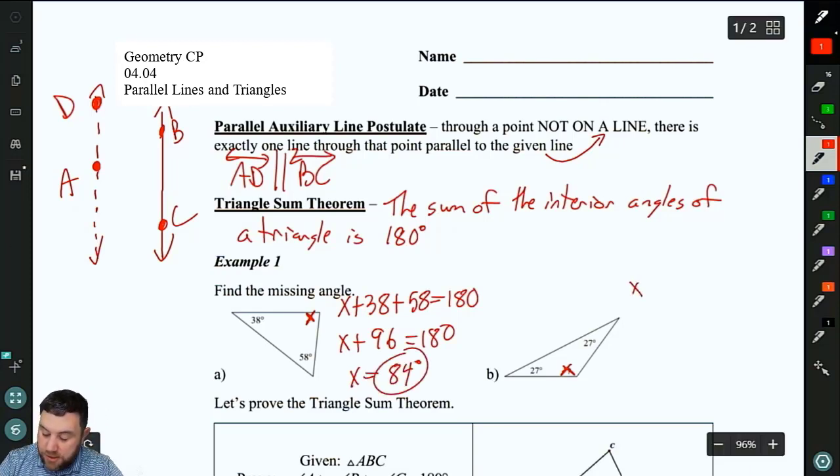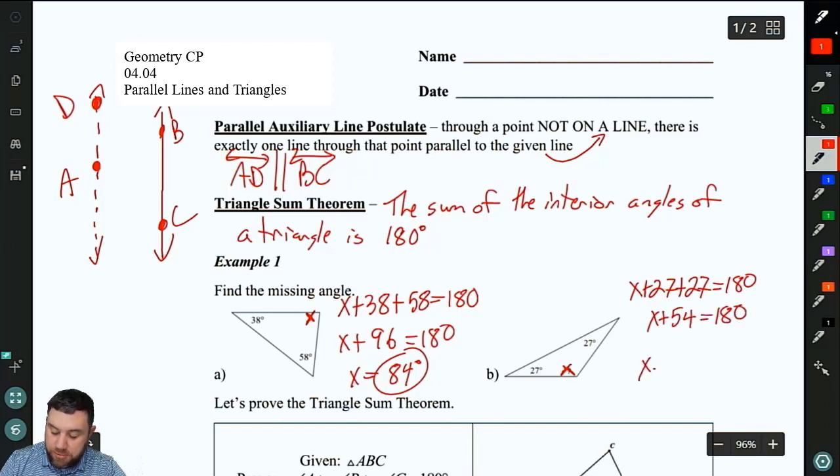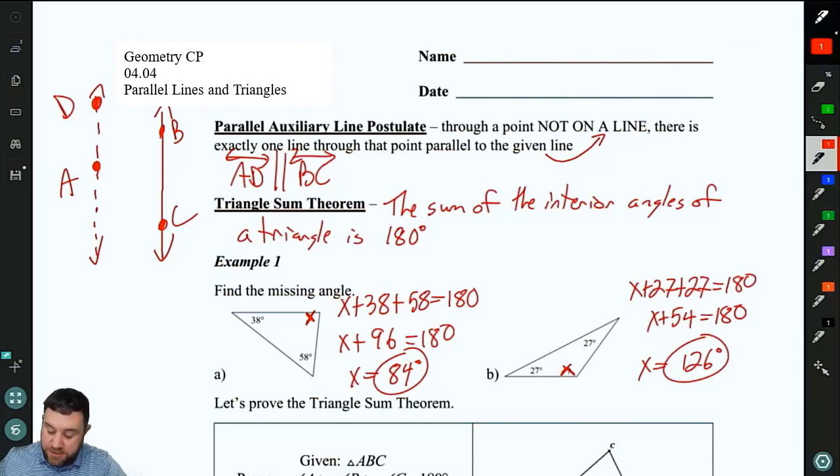In B, x plus 27 plus 27 is 180. Combine like terms, that's x plus 54. And so our missing angle is 126 degrees. Okay, easy peasy, lemon squeezy.